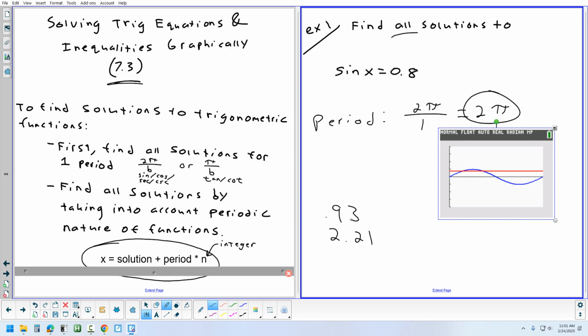So what should I put on the end of each of those? Plus 2 pi. 2 pi n.